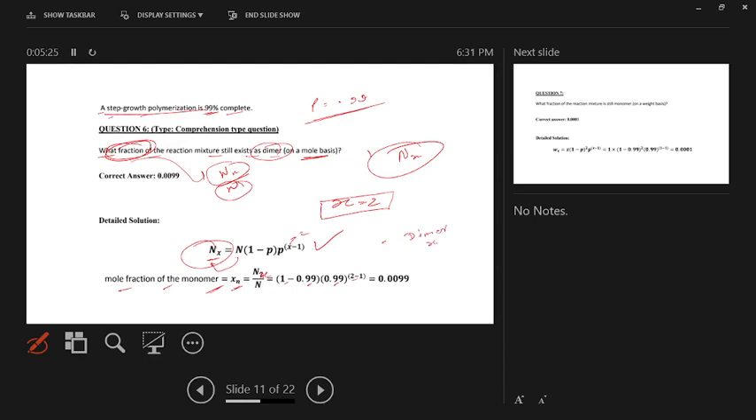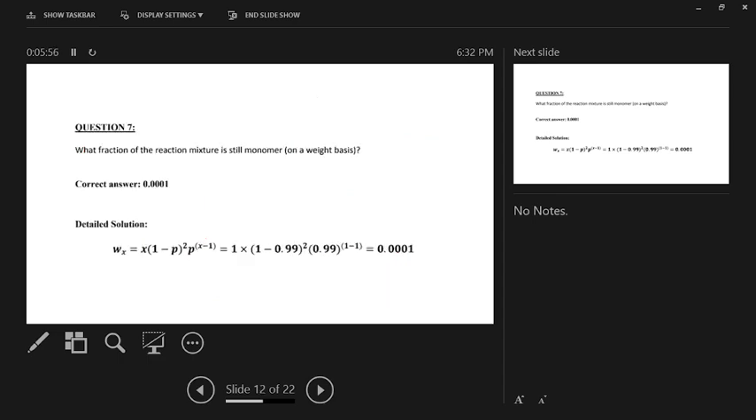Okay, so x will be 2. When you put this value, you will be able to find the final answer. It is 0.009. This is the mole fraction available, and if you want the mole percent, you need to multiply by 100. So 0.99% of monomer will be there. I think it is clear. Any doubt you can ask meanwhile.